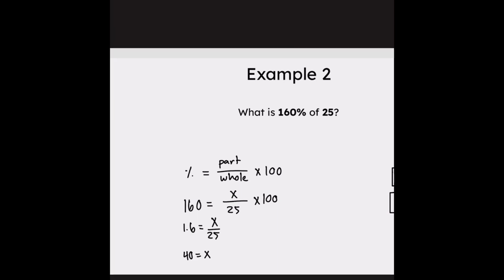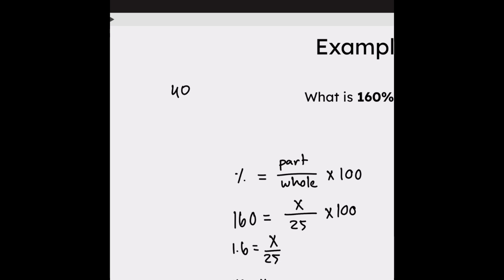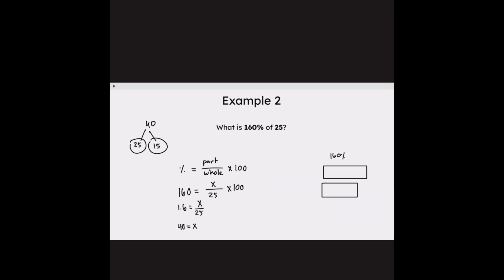So 40 is 160% of 25. And notice how 40 is one whole within 40. We can split up 40. We could write it as 25 plus 15. So that's one whole 25 plus 60% of 25. That's what that means.